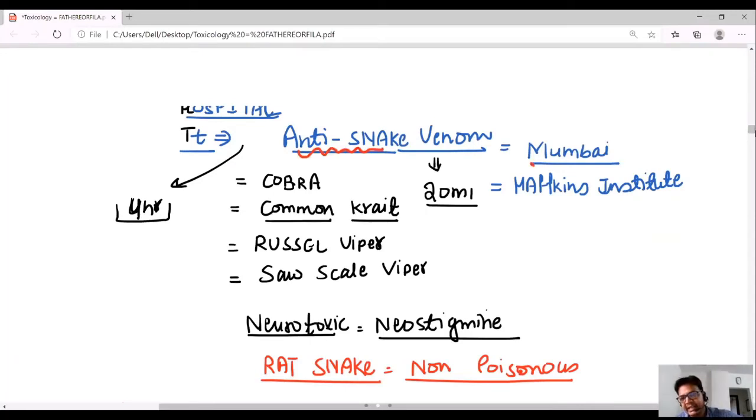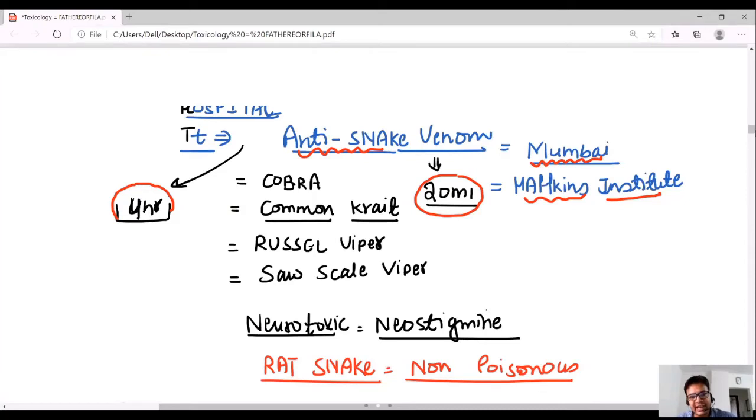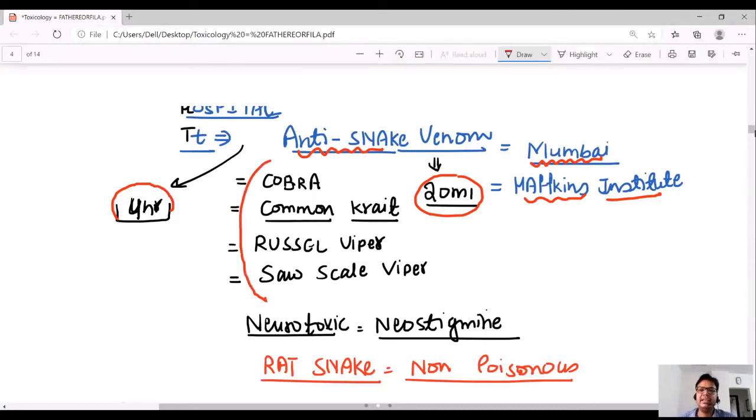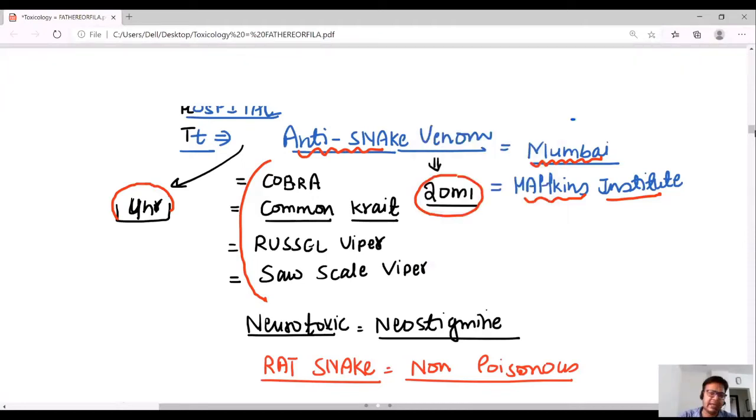Anti-snake venom is prepared in Mumbai at the Haffkine Institute. A 20 ml initial dose is given. Anti-snake venom should be used within 4 hours of the poisoning. Four snakes are used for making anti-snake venom: cobra, common krait, Russell's viper, and saw-scaled viper.